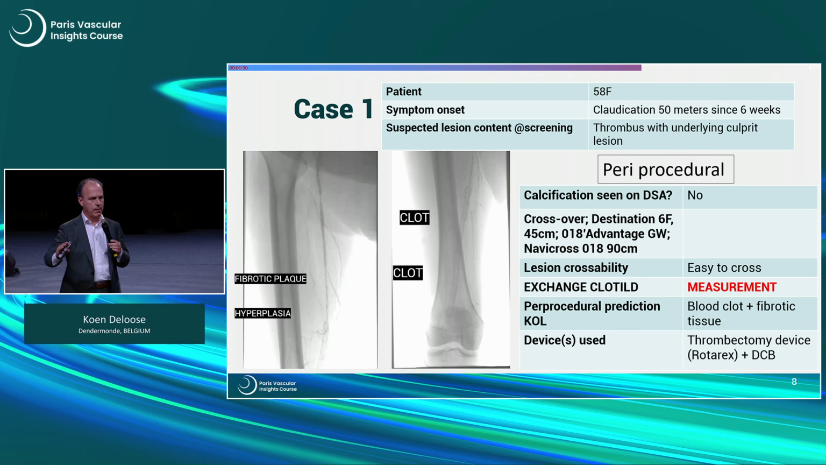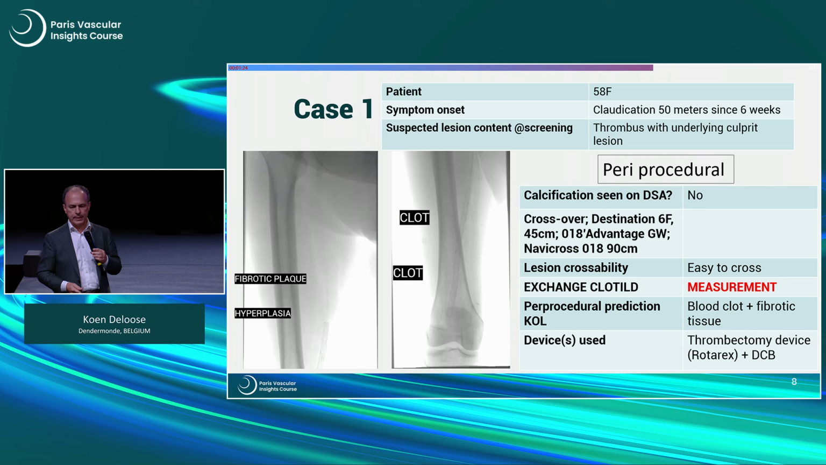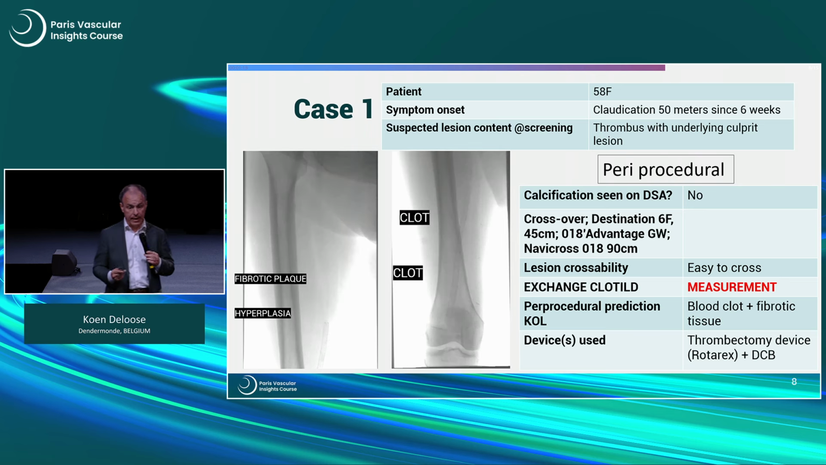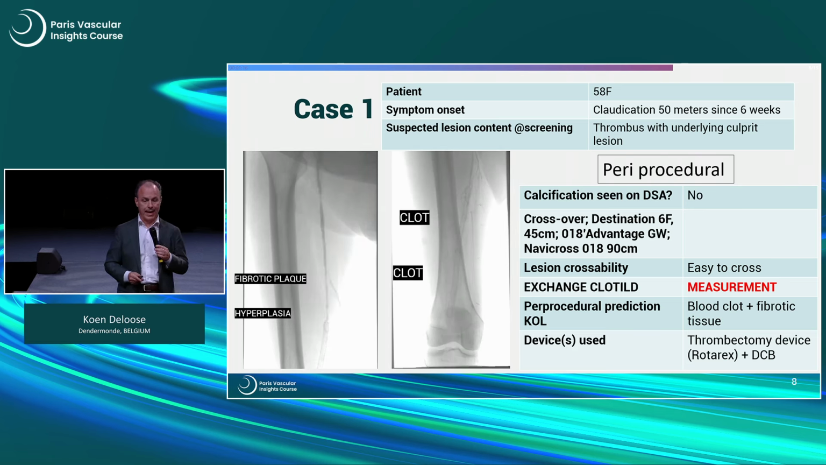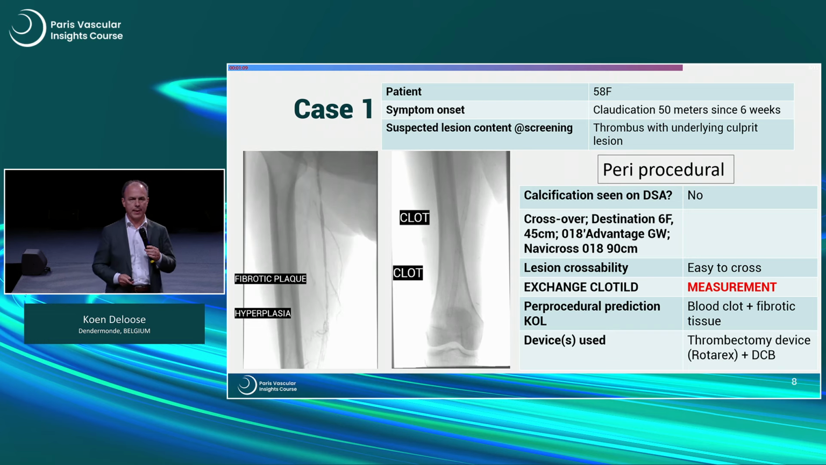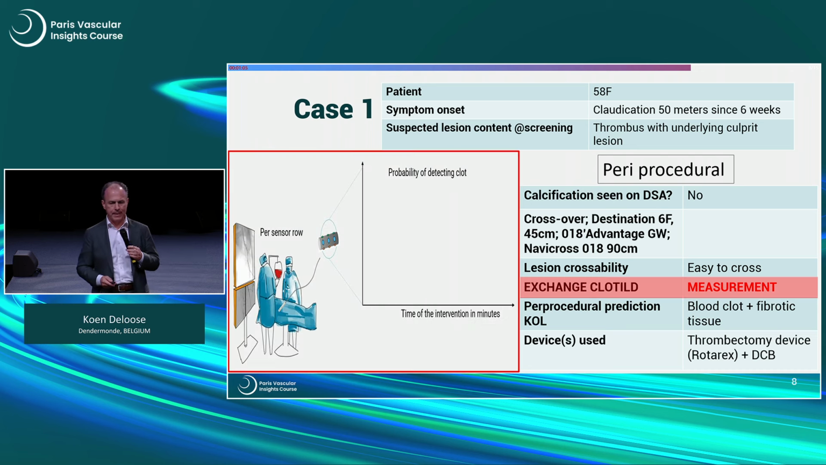I passed with a regular wire, and exchanged through a little catheter towards the Clotild guidewire, and then we did the measurements. Afterwards, I treated, because my feeling was, as I mentioned, fibrotic plaque in the middle and clot in the stent. I did a thrombectomy, passing first with the Rotarex, and then afterwards I treated everything with the DCB. But this was more based on my feeling, on the tactile feedback of the guidewire.